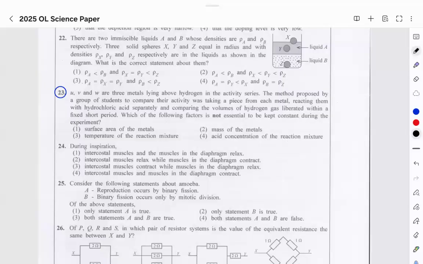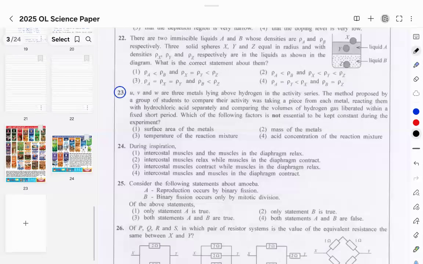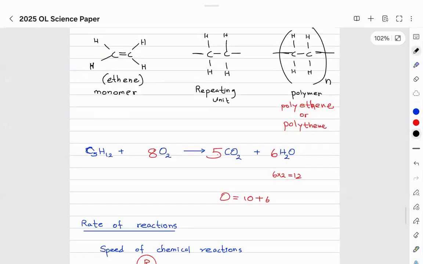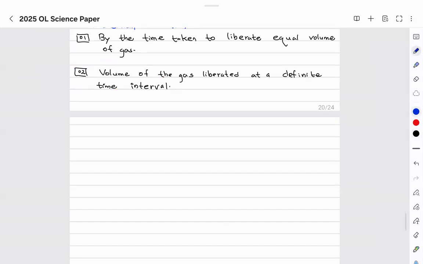Then they are asking which of the following factors is not essential to be kept constant during this experiment. Indirectly, students, they are asking what is the factor which is not affecting the rate of a reaction? What are the factors affecting the rate of a chemical reaction? You have to know them.